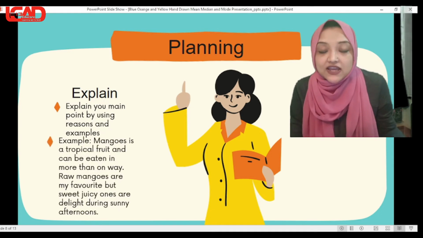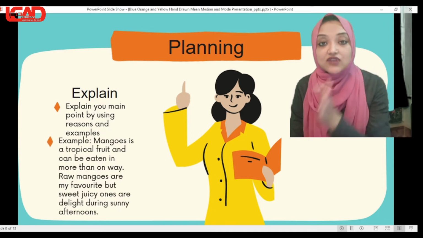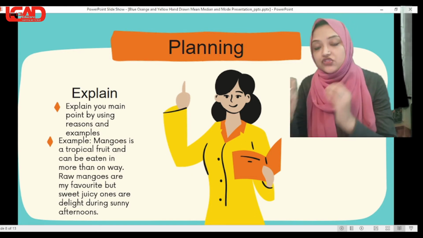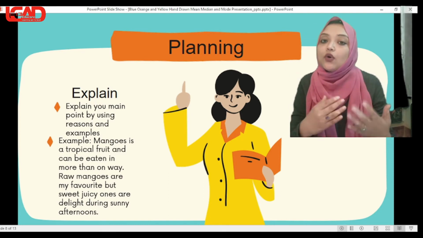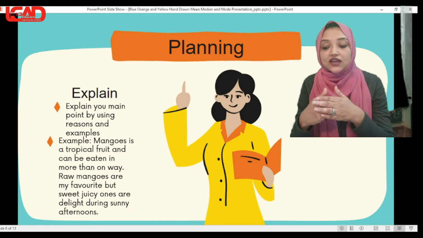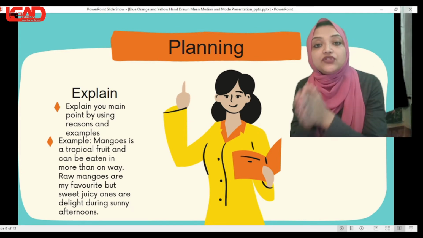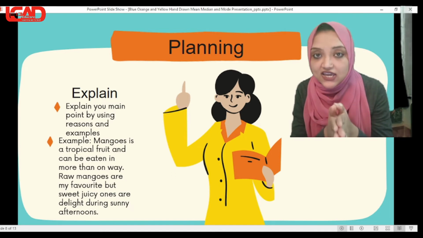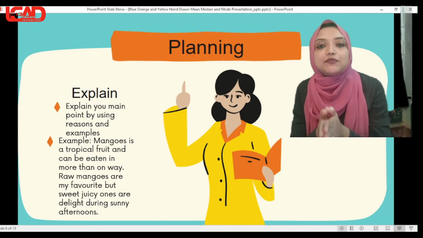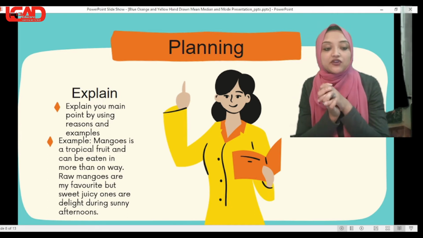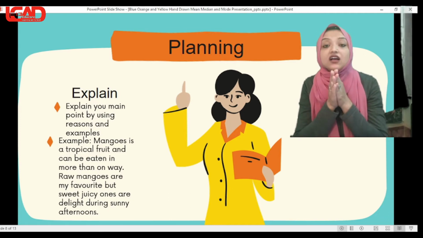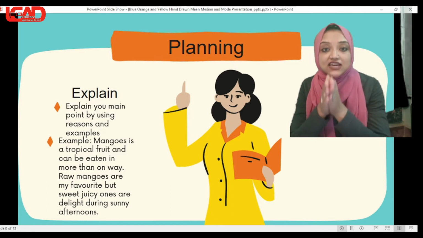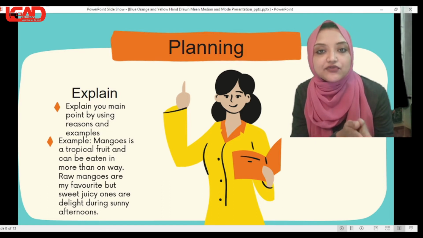Now, how can you explain? You can explain by using either reasons or examples. You can either give reasons for why you believe so, why you think so, why you support so, or you can give examples. So you can do both. You can give both reasons for the answer or for the idea that you believe, support, or like, and you should provide examples for that. So for example, if the examiner asks you, what is your favorite fruit? Your main topic sentence is, my favorite fruit is. Then you give examples and reasons why that fruit is your favorite.